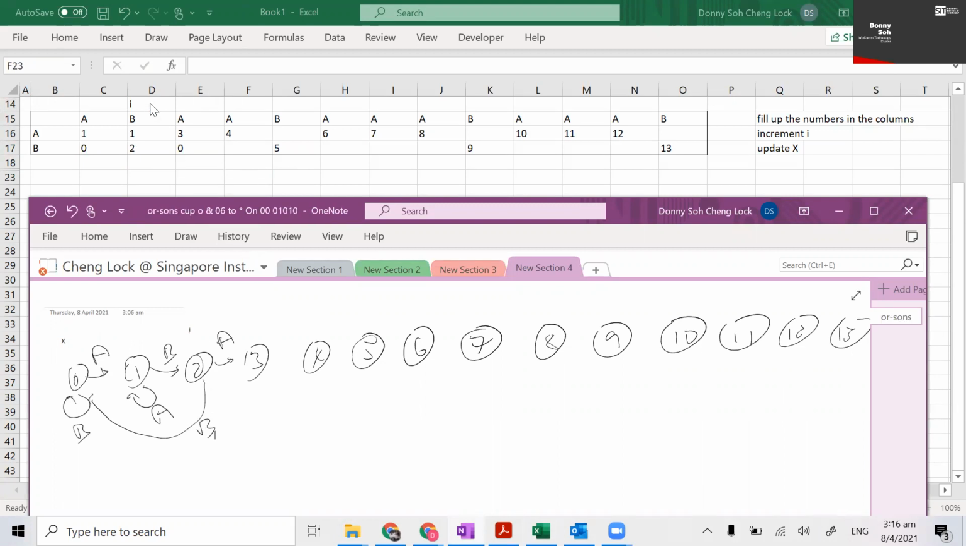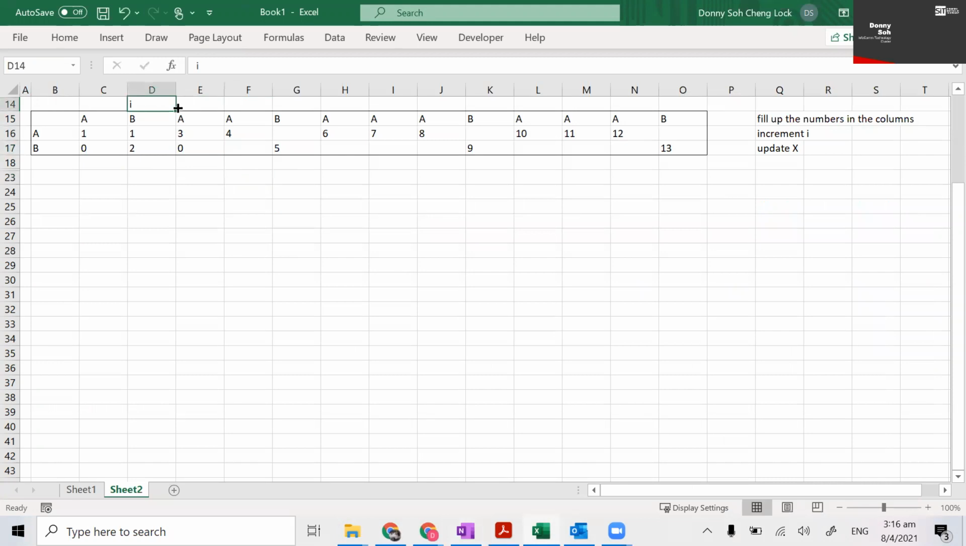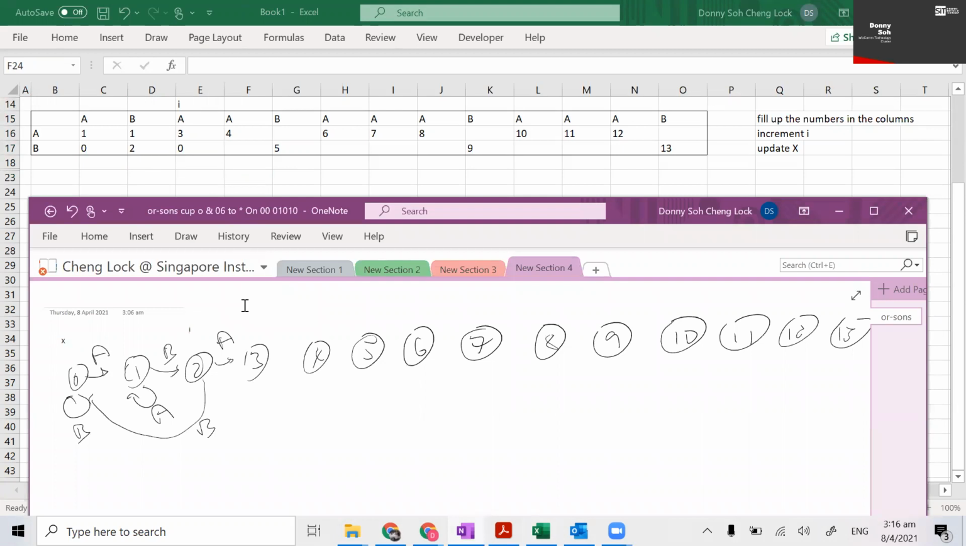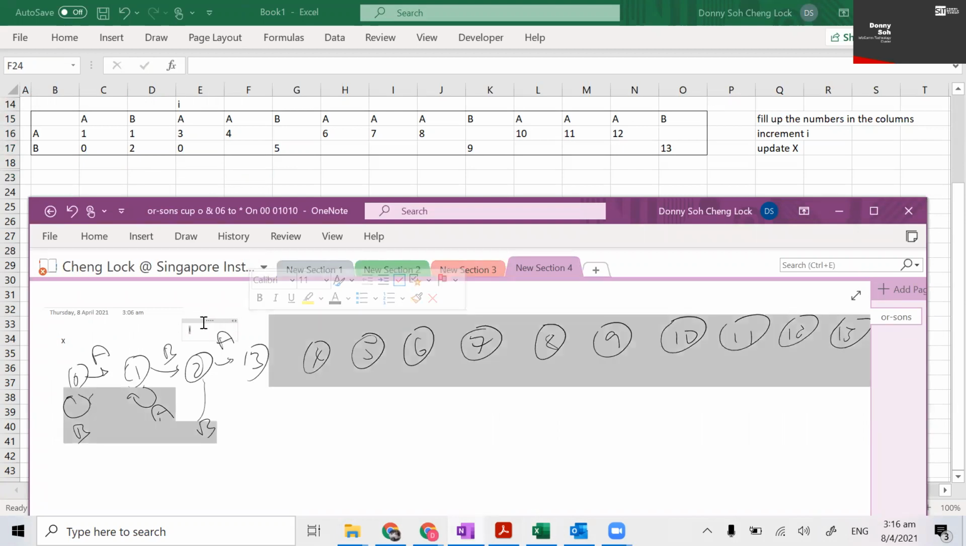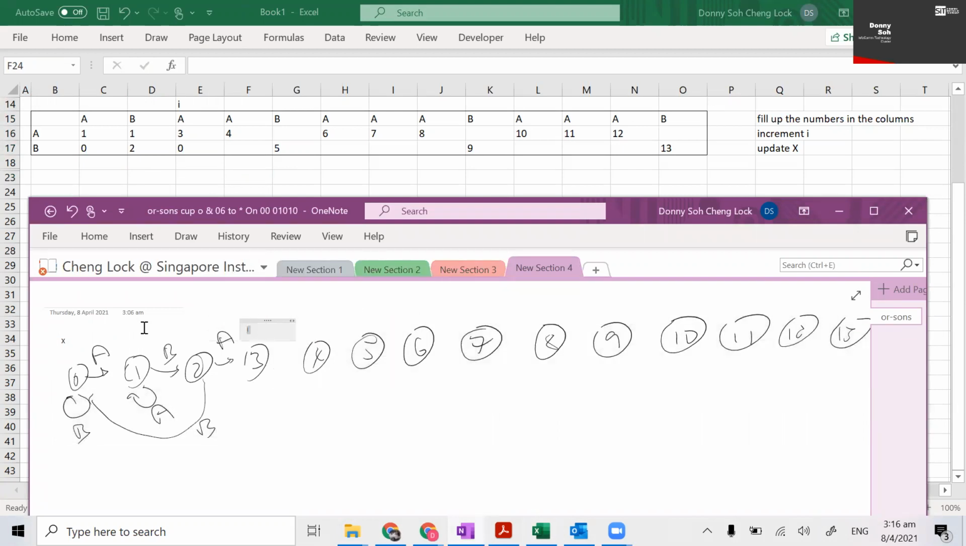So we fill the column, we increment the I. Increment the I. And we look at X. What will happen to X if it sees an A? So now it will go to state 1. Okay, next. 3 to 4.